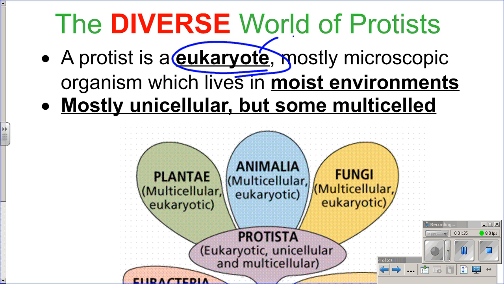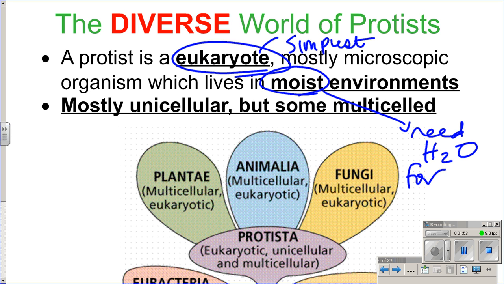They're the simplest of all eukaryotes. Second, they live in moist environments. That's something you're familiar with because I told you they needed water for regulation. So they need water for homeostasis. That's super important because if not, they would die, because they don't have the ability to regulate their internal body very well, because they don't have organs like we do.